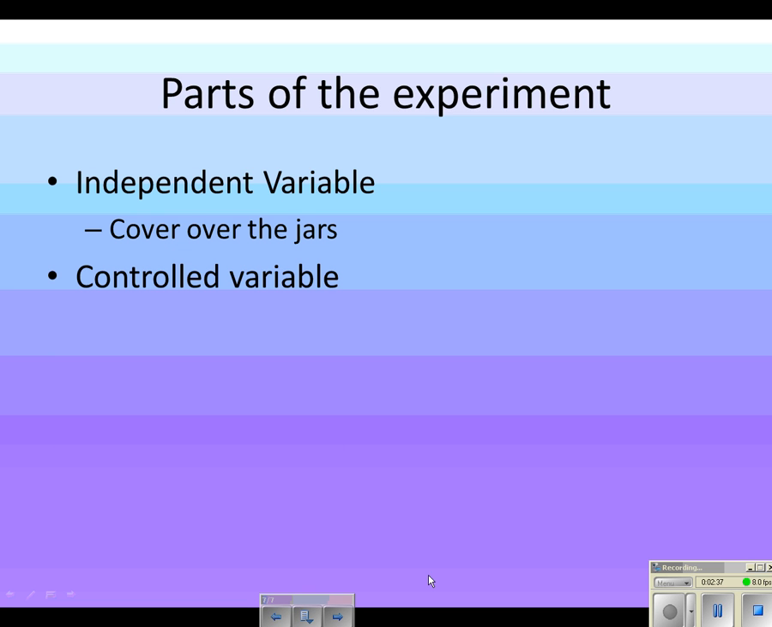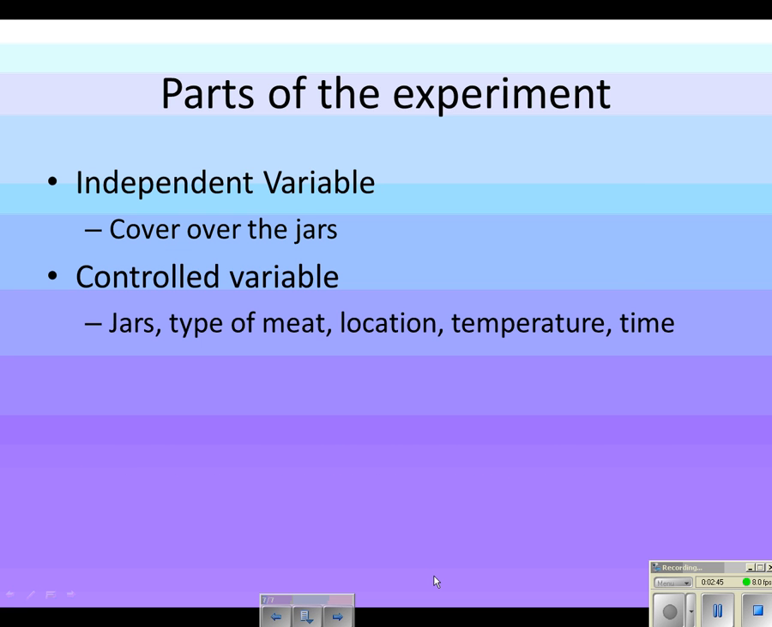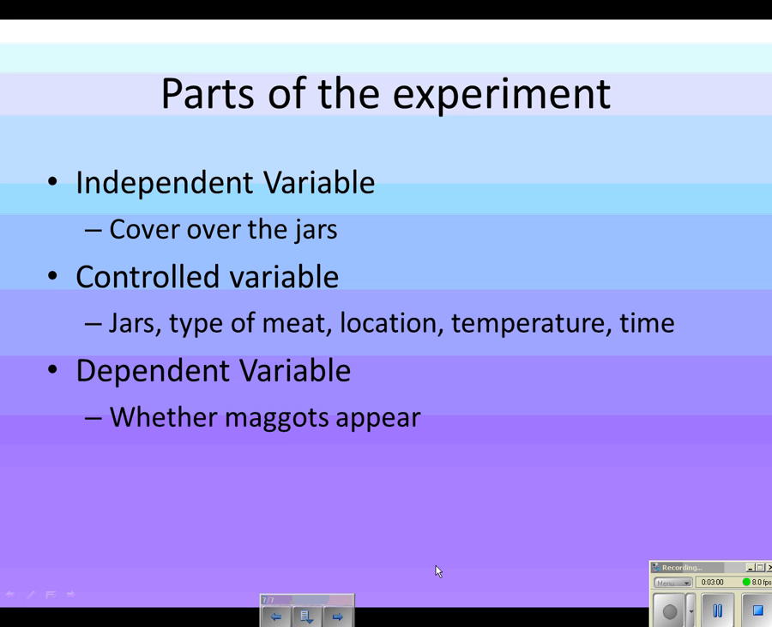The controlled variable is what's going to be constant, what's not going to change throughout the experiment, and the treatments that are going to be the same for all setups. So here would be the type of jar, the type of meat, the amount of meat, the location that they're in, the temperature they're kept in, and the time that we allow this experiment to go on for. And the dependent variable is going to go on the y-axis, and here would be whether or not maggots appeared. You could go into how many maggots appear and take this experiment to the next step.